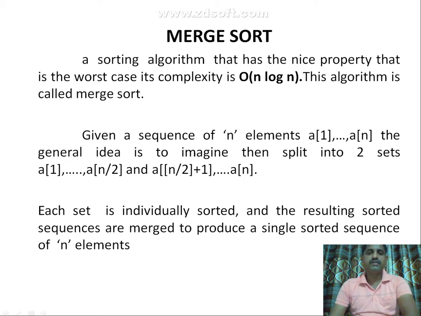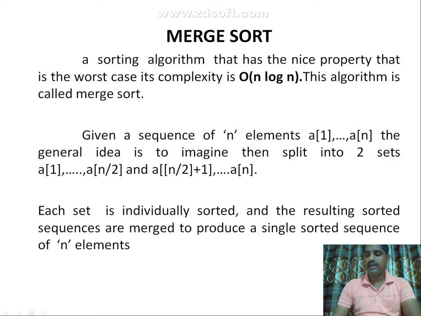Given a sequence of n elements, that is a of 1 and so on a of n, the general idea is to imagine them split into two sets, that is e of 1 and so on e of n by 2, and e of n by 2 plus 1 and so on e of n. Each set is individually sorted and the resulting sorted sequences are merged to produce a single sorted sequence of n elements.